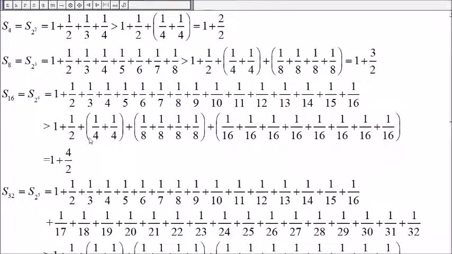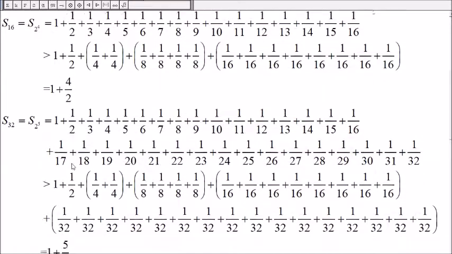This group right here is a half. This group is 4/8, which is a half. And then this group right here is 8/16, which is a half. So we have 1 plus a half, a half, a half, and a half. So 1 plus 4 halves. And then let's look at one more case.